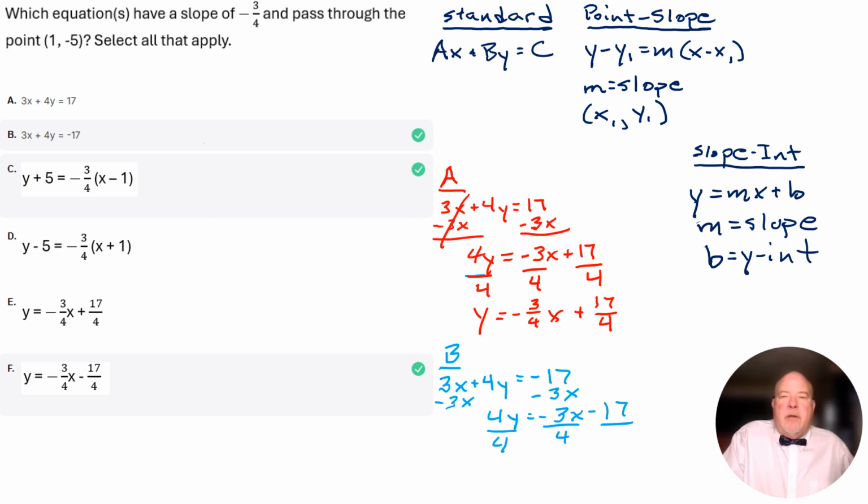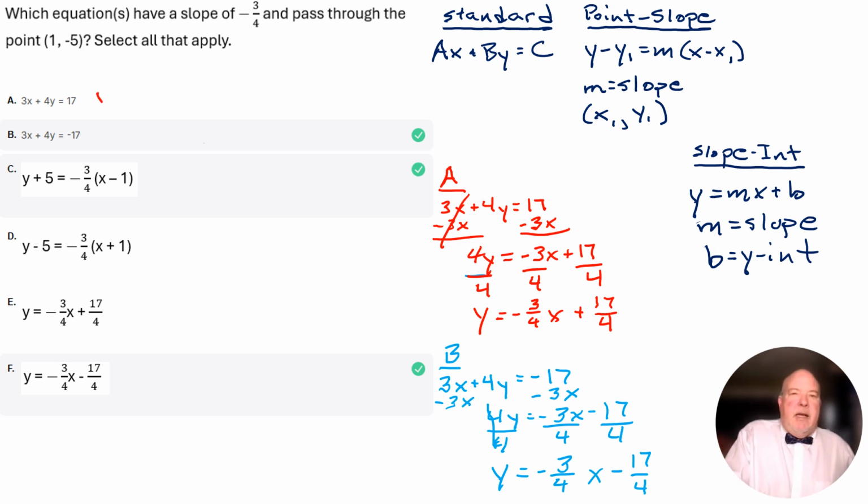4, 4, and 4. And so that goes away, and I'm left with y equals negative 3/4 x minus 17/4. Okay, so they both have the right slope. So what's going to decide whether they work or not is whether or not they go through that point. And we'll talk about in a second how to do that.